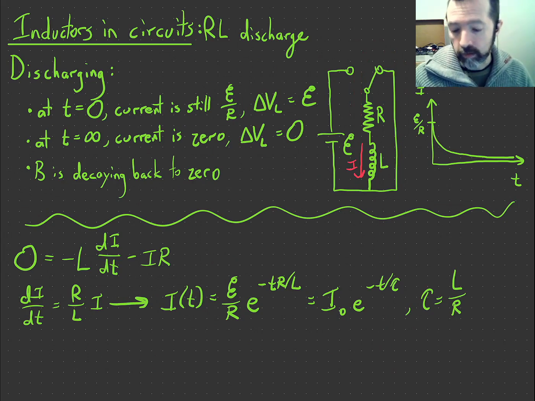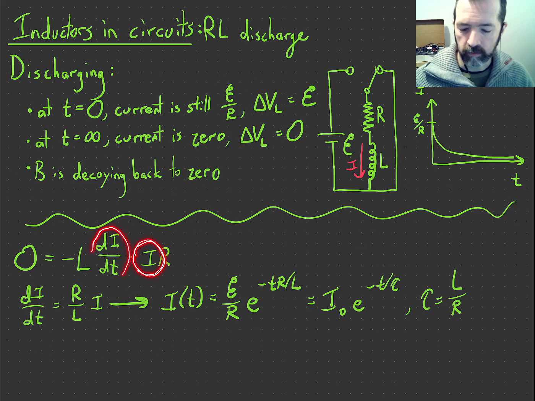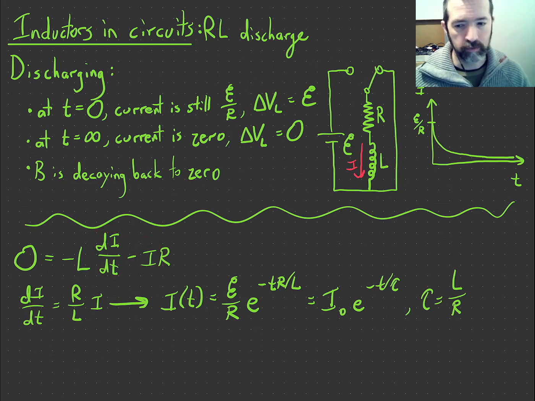So immediately, as soon as I write that loop rule, you can see that I have an equation that contains I, which is a function of time, and the derivative of I with respect to time. So this is a differential equation. If you rearrange things a little bit, you can make it look like this: dI/dt equals negative R over L times I.